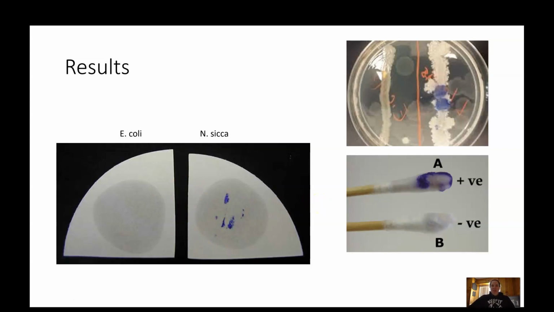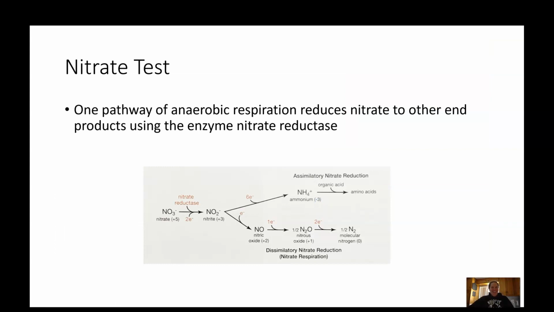So far, so good, right? Well, let's talk about our tricky one. Our tricky test that we're going to talk about today is the nitrate test. And the nitrate test is going to specifically look at bacteria that can anaerobically respire and use nitrate as a final electron acceptor. So one pathway of anaerobic respiration is utilizing an enzyme called nitrate reductase.